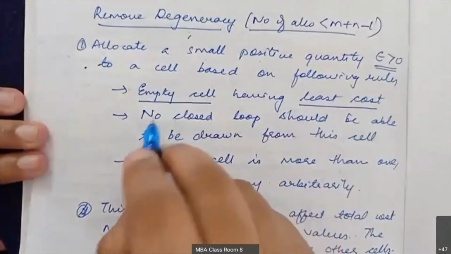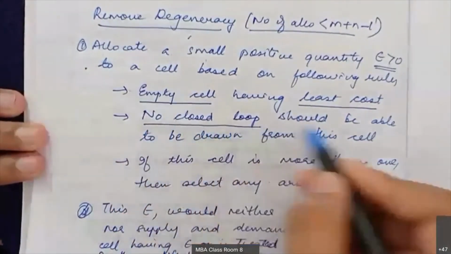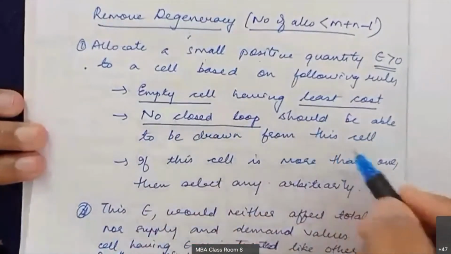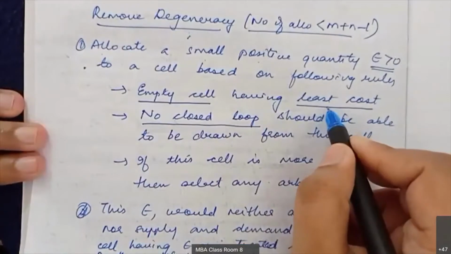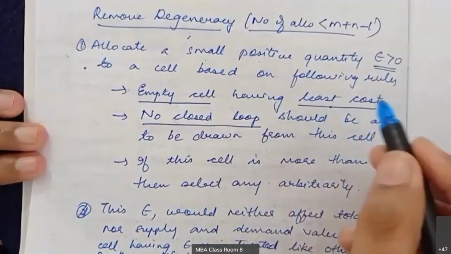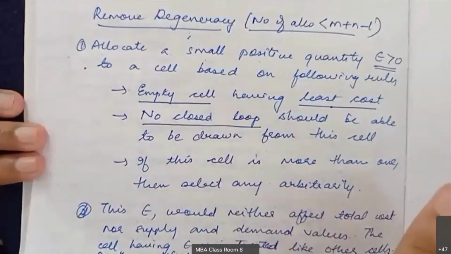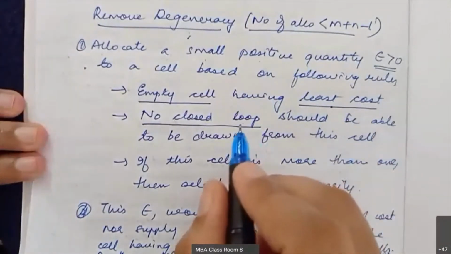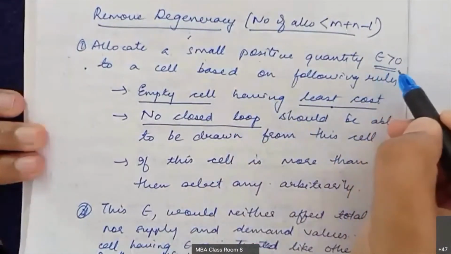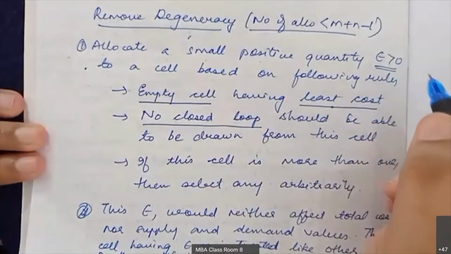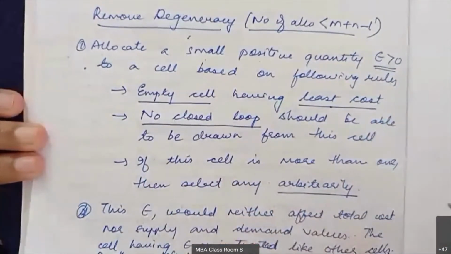What are the other rules? No closed loop should be possible from this cell. You start from a least cost cell which is empty, and from that you try to draw a closed loop. You should not be able to draw a closed loop. Is it clear? Only to such a cell can we assign this positive allocation epsilon. If there is more than one such cell, then we can select any cell arbitrarily.